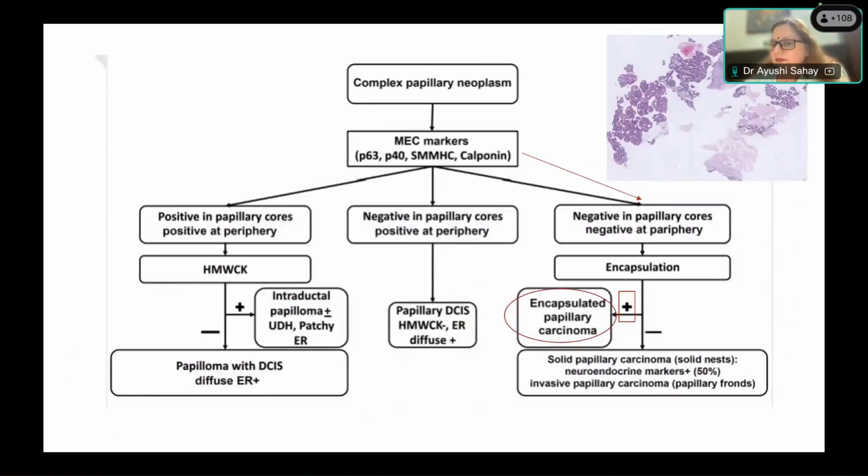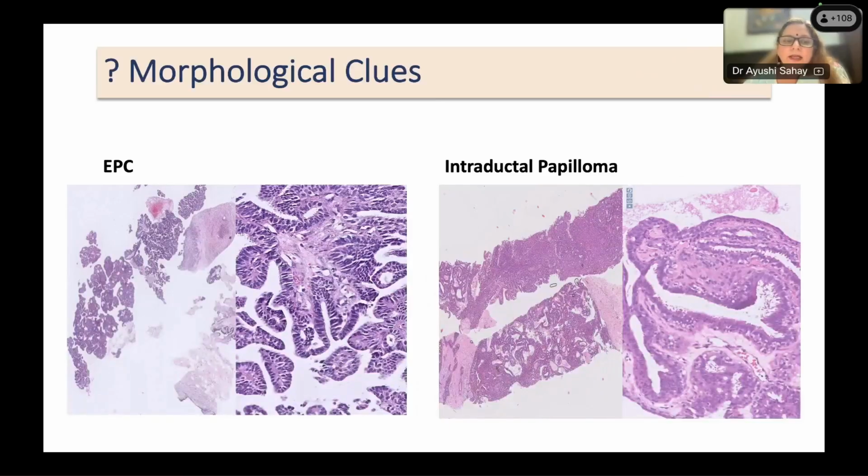So can we call it an encapsulated papillary carcinoma? Okay, so one thing, in this particular case, yes, it looks like an encapsulated papillary carcinoma in the core biopsy. Now, as I said, I gave you a list of IHC markers, but can any morphological clues help?